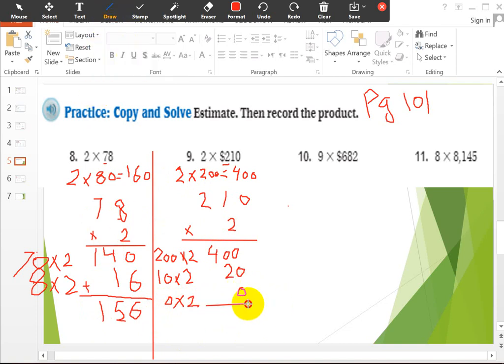So now I will add the numbers. Let's add the answers here to find the final answer for this product. Now 0 plus 0 equals 0. So I have 0 in the ones digit. Now 0 plus 2 equals 2. Okay. Now there is nothing to add in the hundreds, so it will be 4 in the hundreds digit. So the final answer is 420. Close to the estimation, that means my answer is correct.